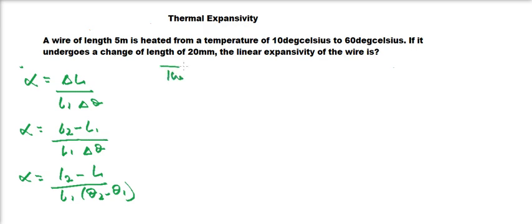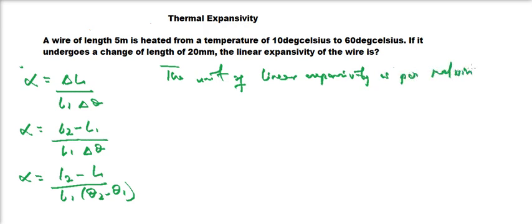So the unit of linear expansivity is per Kelvin. It is written as per Kelvin. Okay, now let's do a quick one on this question.